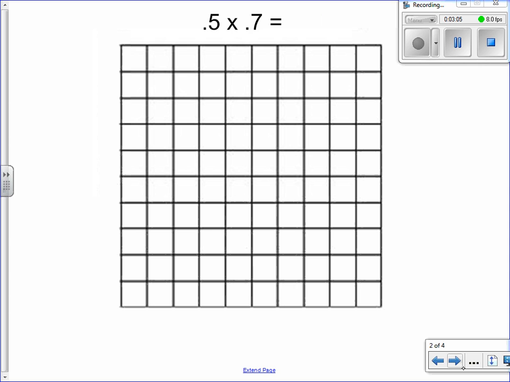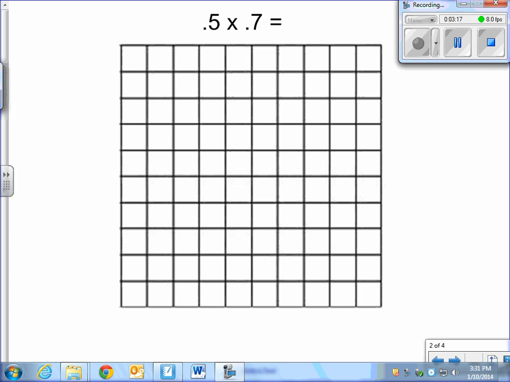So if we look at this again, we have 5/10 times 7/10. I'm going to pause here and give you a couple of seconds to figure out what that would be shading in, and then I'll get back and show you. So I'm going to pause it right now. All right, so now we're back here for the 5/10 and the 7/10. Hopefully you paused the playback here.